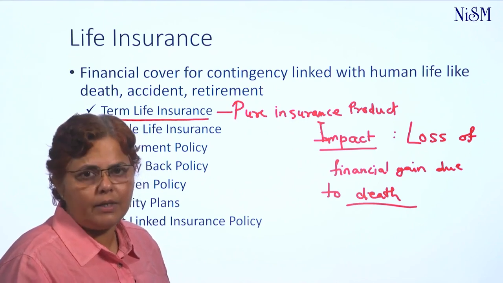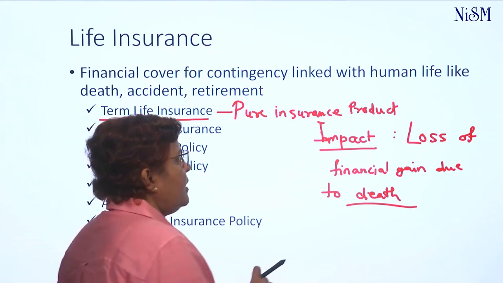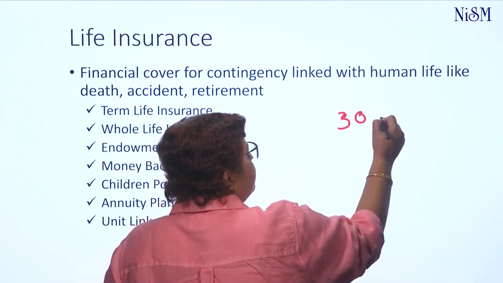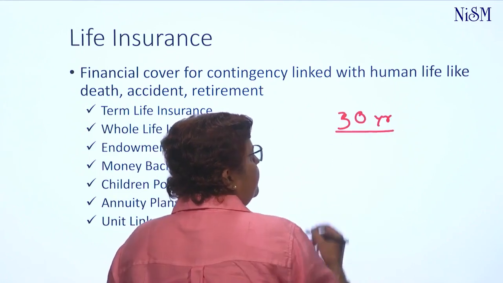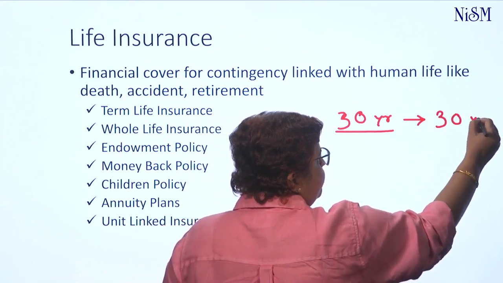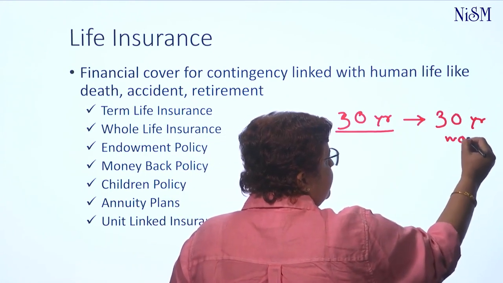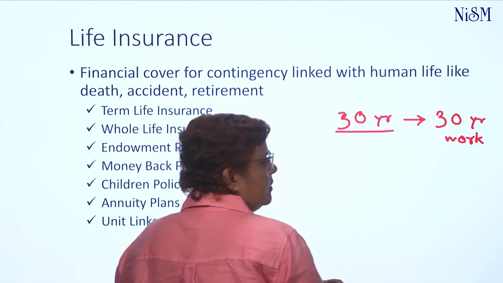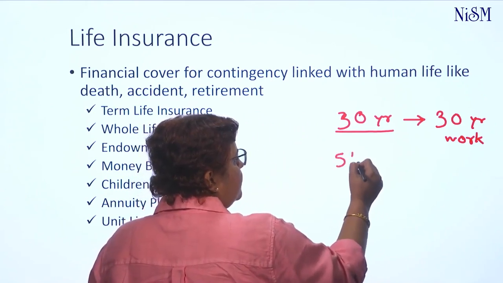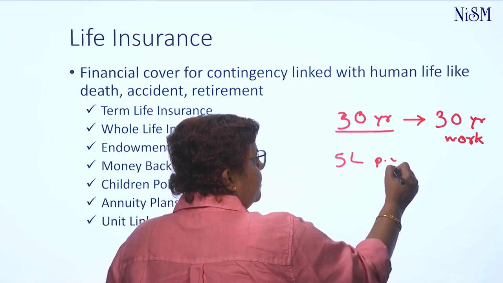What is the meaning of that? Let us take an example. A 30-year-old person, he is going to work for the next 30 years of his life. Now, what is he doing? He is earning say 5 lakhs per year.